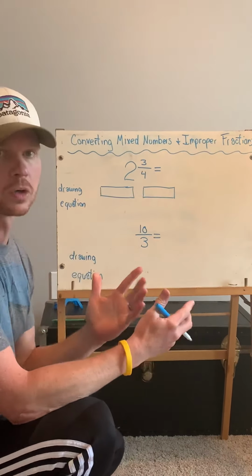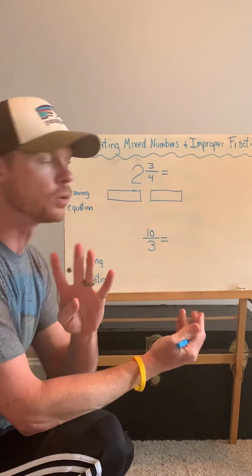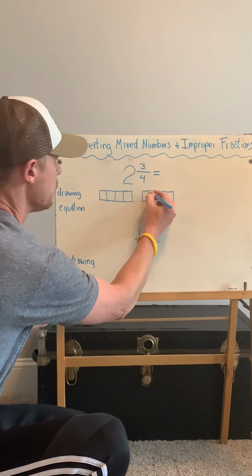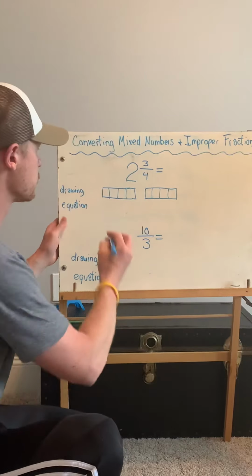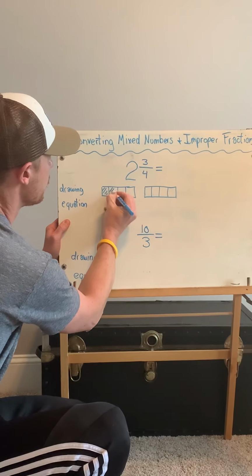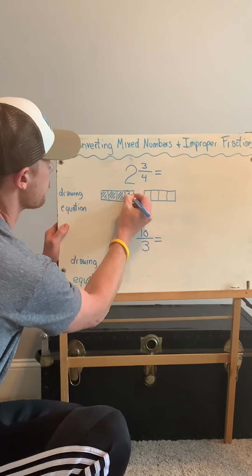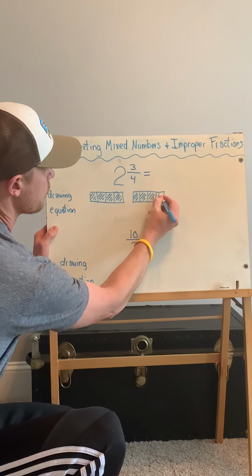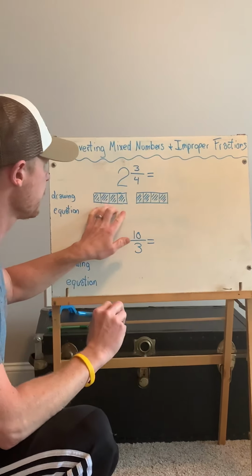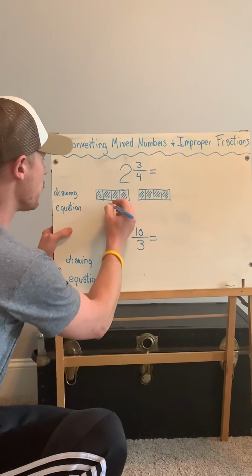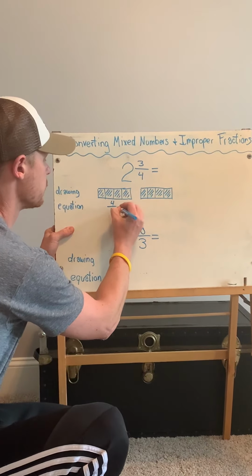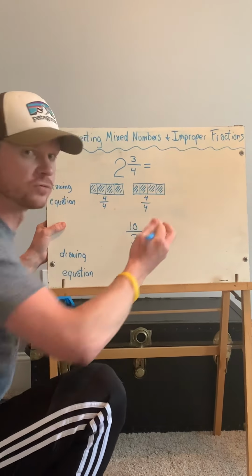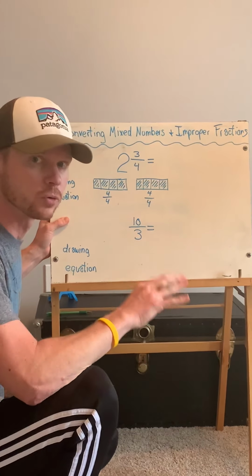Now my denominator is 4, which means I have to break up those whole units into 4 equal pieces. So I'm going to break these up into fourths, 4 equal pieces. Now we have 2 whole, so I'm going to go ahead and shade in my 2 whole. All right, so look at this. This is 1 whole, but I know 1 whole is also equal to 4/4. Here's another whole, my second whole, which is also 4/4. 4/4 plus 4/4, we have 8/4 so far.